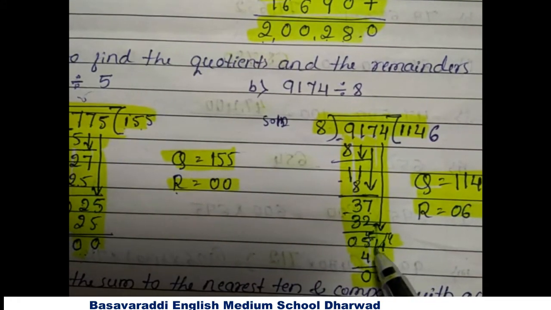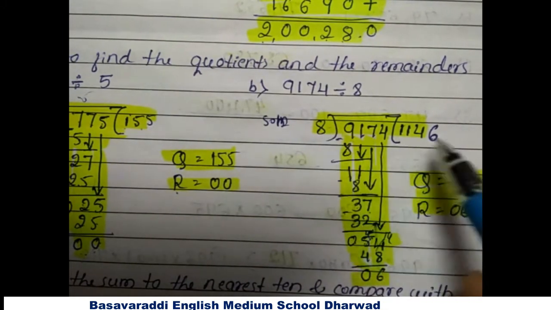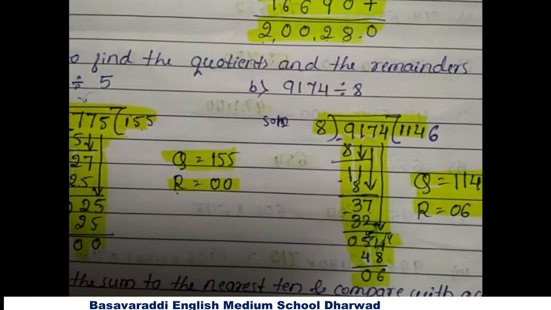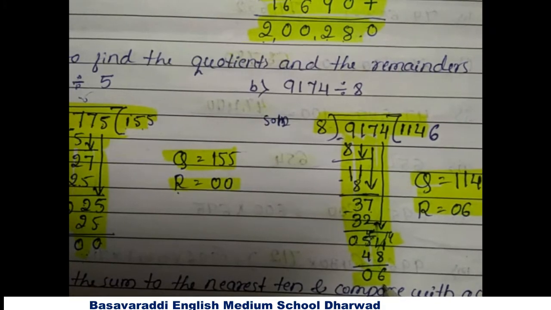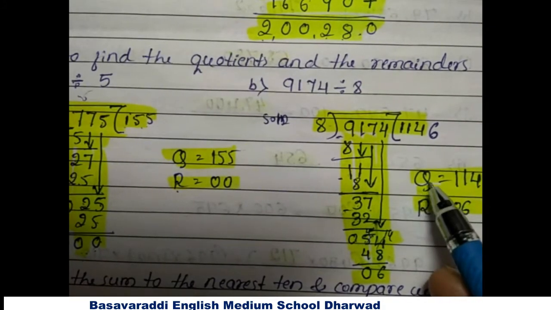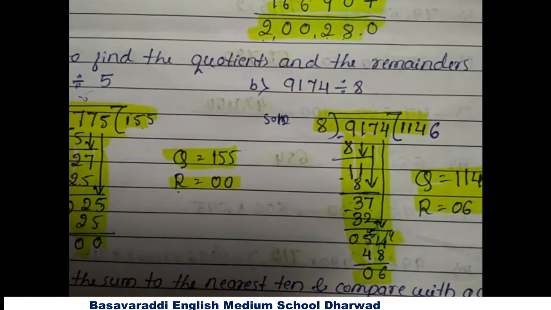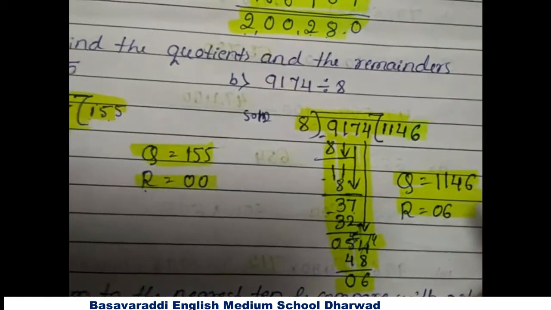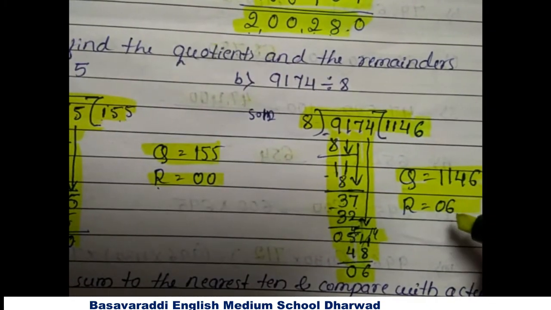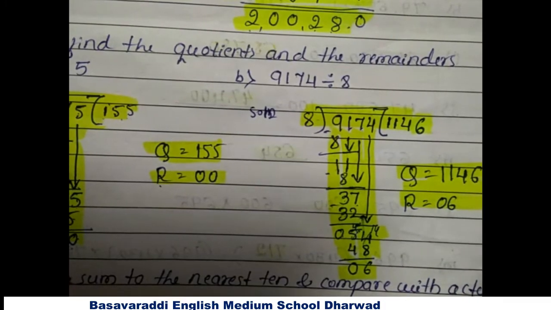So 54, the nearest to 54 is 8 sixes are 48. 54 minus 48 is 6. Yes, the quotient is 1146. The remainder is 6. Okay, this is the process of how to do the division problem.